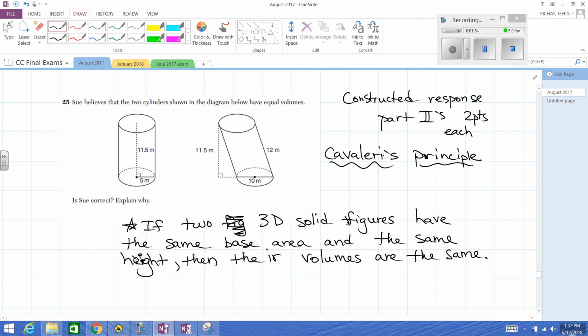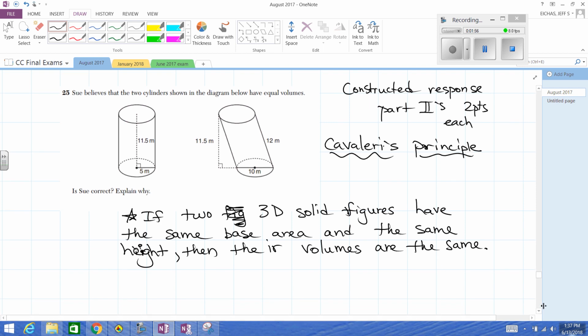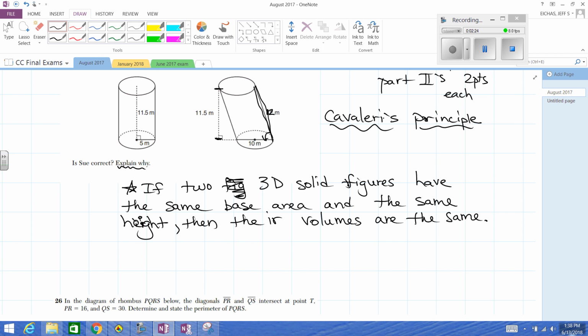So they completed two volume formulas. They talked about the 12 being the slant height, which is not the actual height. The actual height is perpendicular to the base, not at a strange angle to the base. So you talk about a number of things, okay? You do have to explain, so that means use your words. Make sure that it's not just formulas and calculations, okay? Whenever it says explain, there should be sentences.